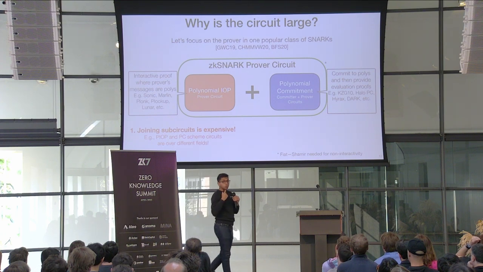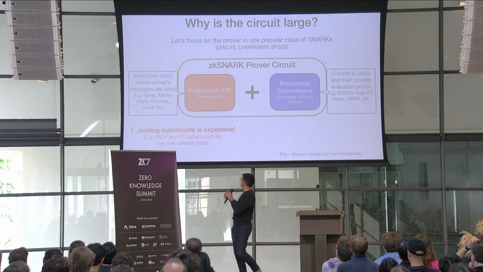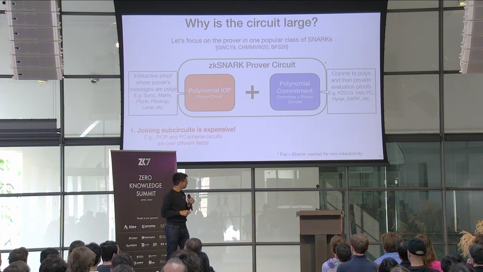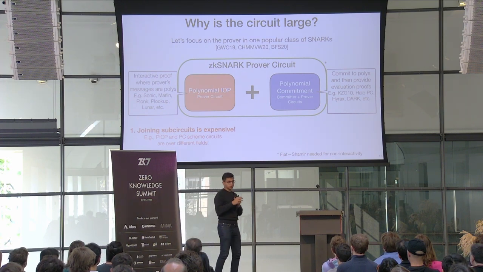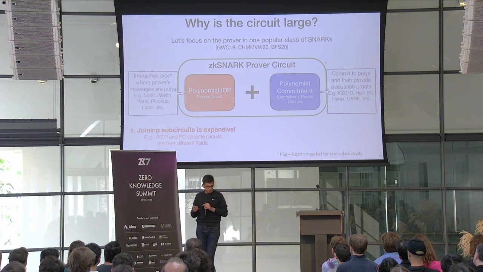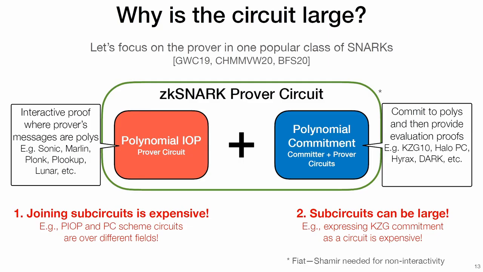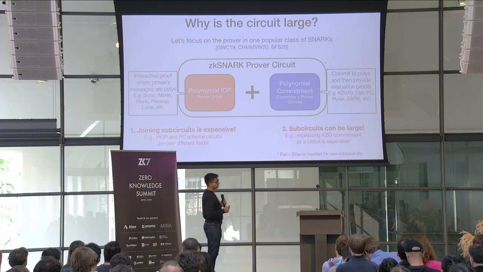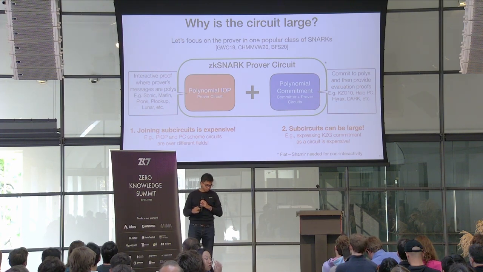So the two problems end up being that first, stitching together these circuits for each of the subcomponents is itself expensive, because you have to do things like reason about different finite fields. And secondly, the subcircuits, as I said, can themselves be quite complex, right? So we want to simplify both that plus sign and the two little boxes inside as well. So let's see how we can do it. Let's see how we can start solving part one.